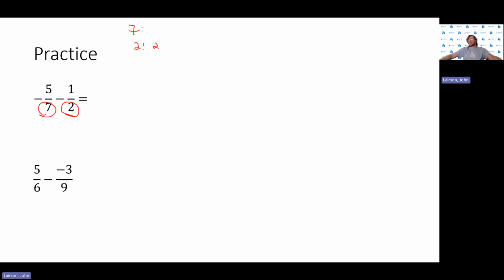So let's count by the 2s. 2, 4, 6, 8, 10, 12, 14, and it could go on. And 7 is 7, 14, 21. This could go on too, but I already see one. 14. 14 is that least common multiple. So what I'm going to do is figure out the equivalent fraction of 5 over 7 where 14 is the bottom.